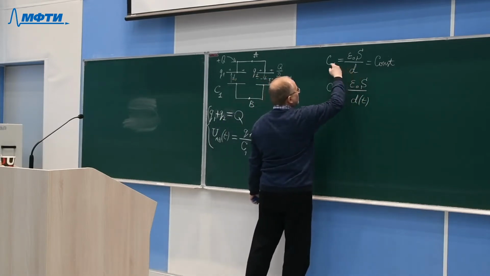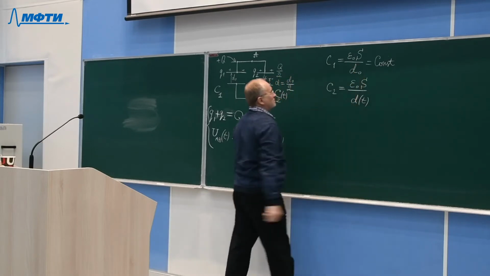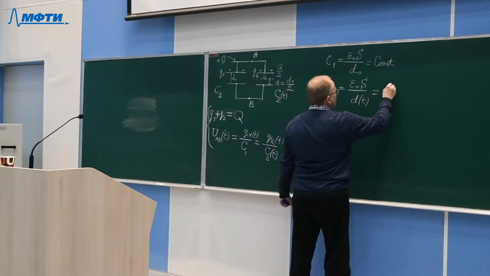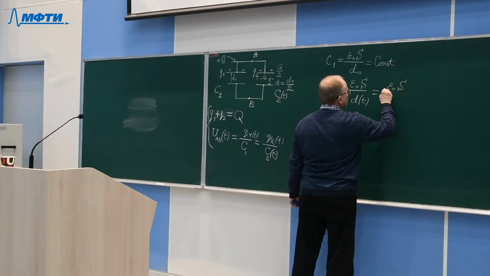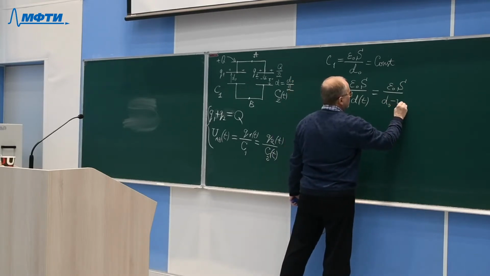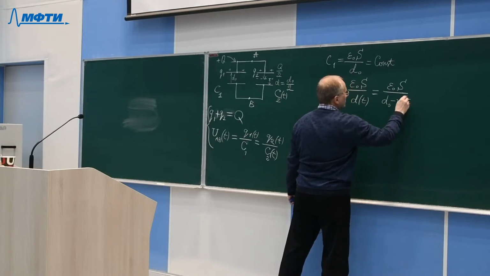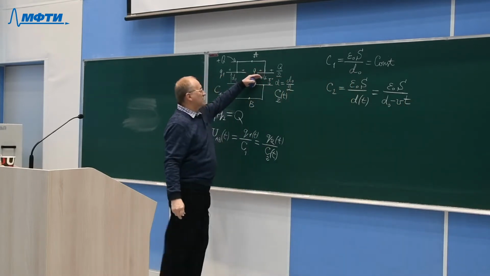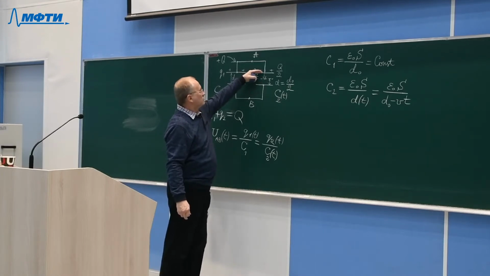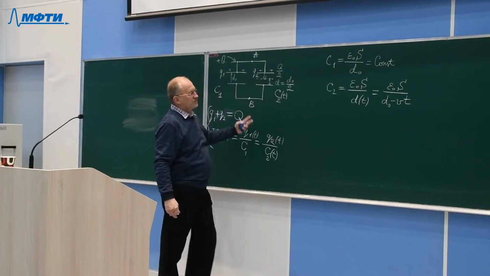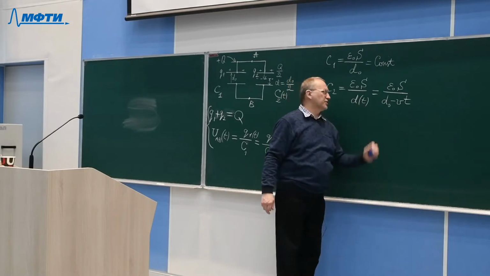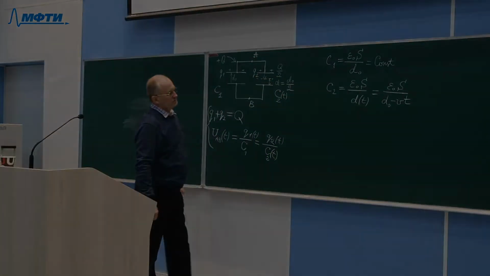So here for the first capacitor the distance is constant. And for the second capacitor the distance is a function of time, and we know what function of time. Originally it was d0, and then it was diminished in time with some velocity. We assumed that we moved the upper plate with some velocity. So the distance between the plates for the second capacitor will change according to this simple formula.